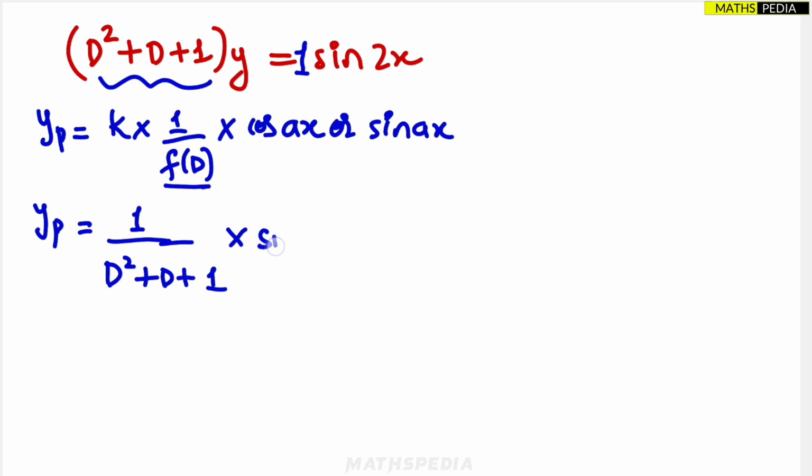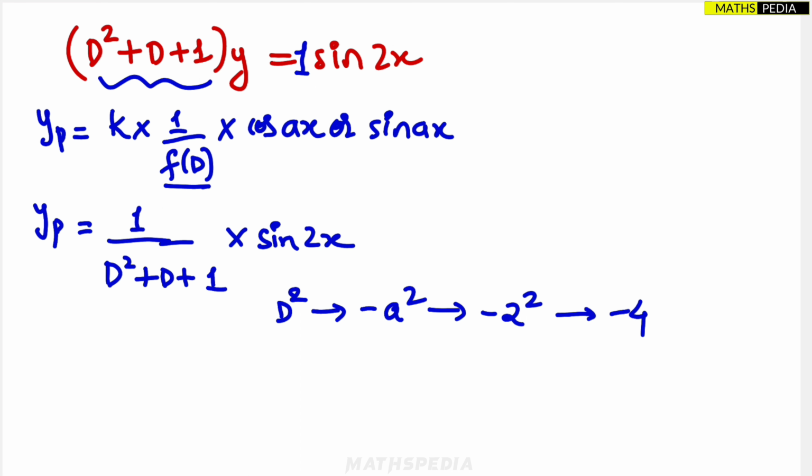Here sin is there, so I will write sin 2x. After writing this, a very important step: next, we have to substitute D square equal to minus a square. Here, minus a square, what is the a value? As we have discussed, a value is 2. So minus 2 square. What is minus 2 square? Minus 4. Don't get confused here.